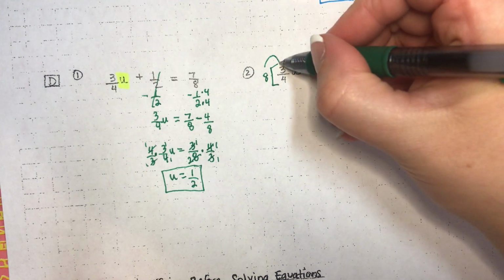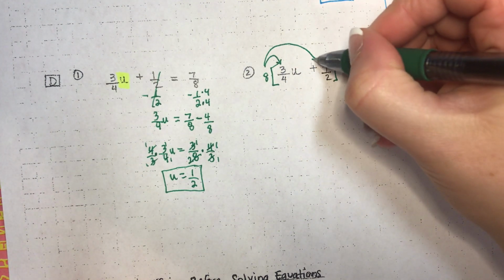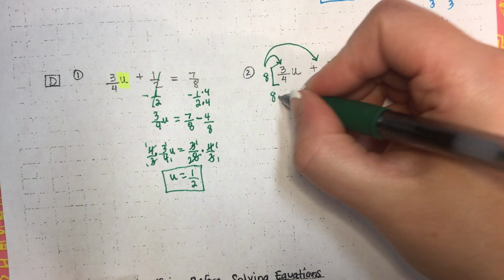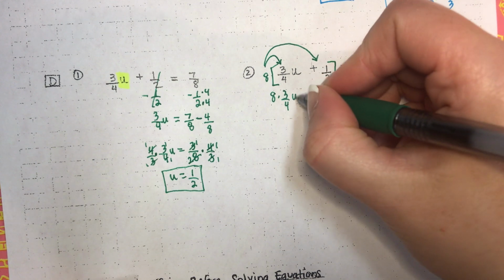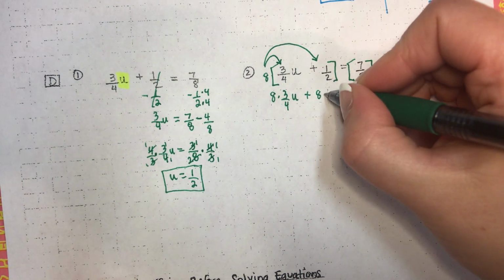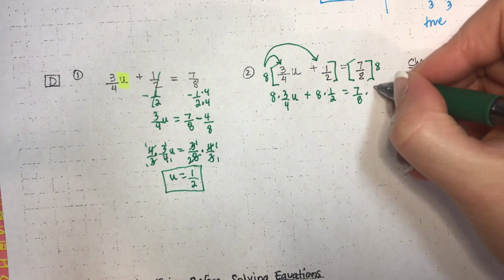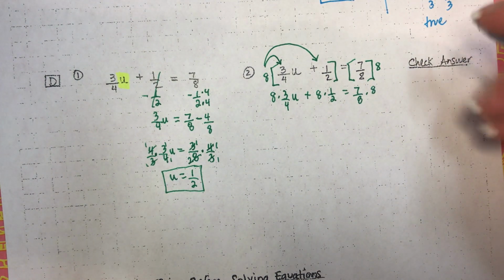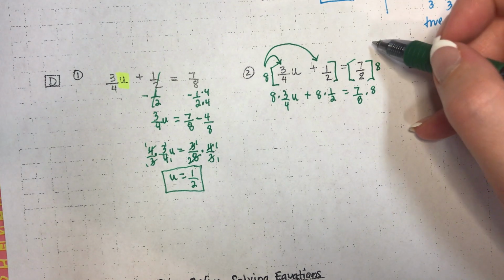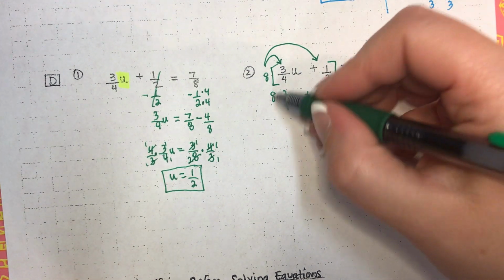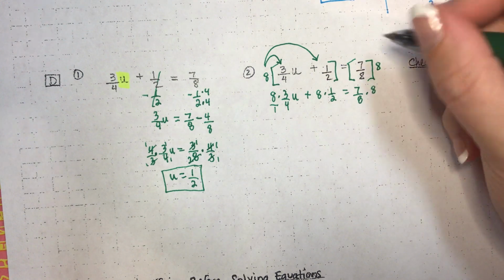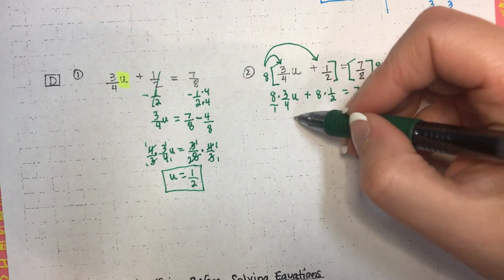The second step is you actually multiply 8 to both of these things, and it looks like this. 8 times 3/4 u plus 8 times 1/2 equals 7/8 times 8. And this is just a process to get rid of all the fractions. So we have to do this little multiplication problem here. I'm going to make this 8/1, right? We're multiplying fractions, look to cross cancel.